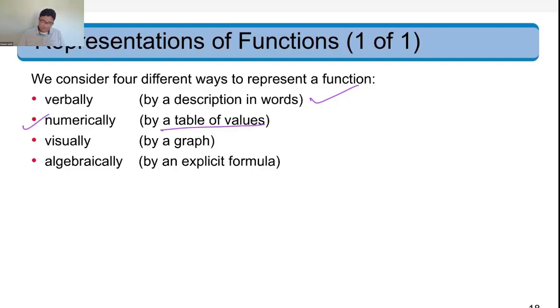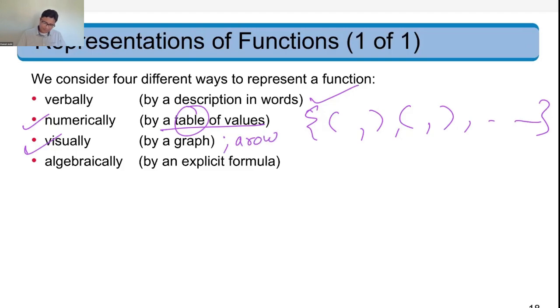Numerically is like a table of values. The table is not literally a table, it could be ordered pairs. You could just list them. Basically input and output are explicitly given, like the values are listed. That is numerical. Visually is the graphical, which also includes the arrow diagram, the arrow diagram and graph. But the arrow diagram can also be considered numerical if you think that it gives you the explicit values. It's really not a strict science here.